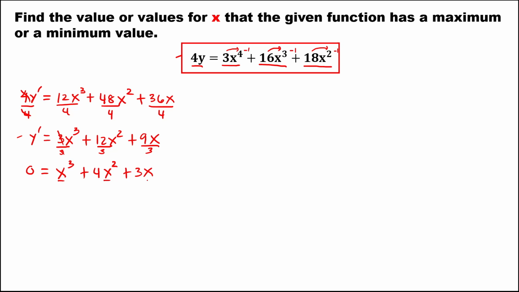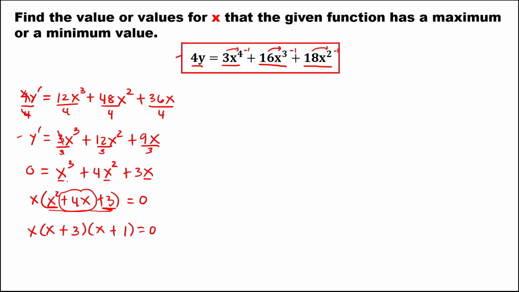Then we can factor out this x. So we can put this x outside. So this becomes x times x squared plus 4x plus 3, then equals 0. Then we can apply quadratic factoring for this quadratic equation. So the factors for x squared are x times x, and the factors for positive 3 are 3 times 1. And these are all positive because 3x plus 1x is positive 4x.